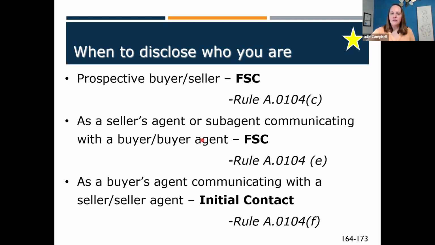This third one's a little bit different. If you've already been hired as a buyer's agent and you are speaking on behalf of your buyer to the seller or the seller agent, I have a duty to disclose my status of being a buyer's agent at initial contact. The difference between initial and first substantial is once we get into something substantial about this transaction. Initial is, hi, my name is Julie Campbell, and I'm working with a buyer that's interested in your listing.